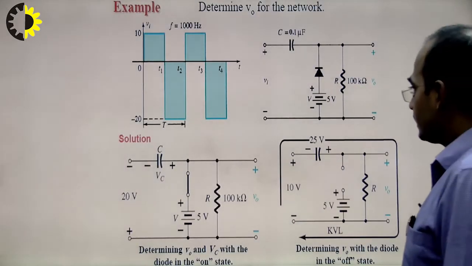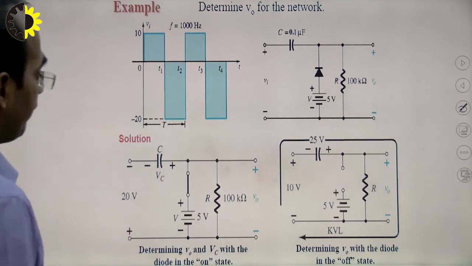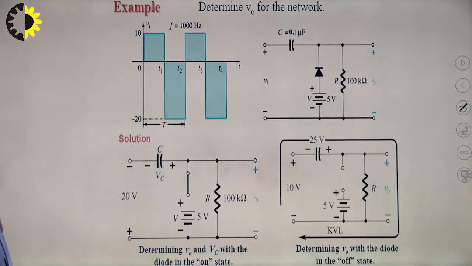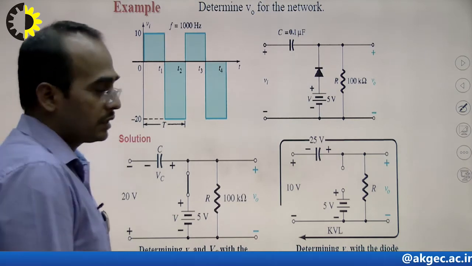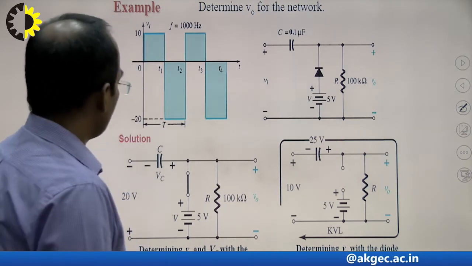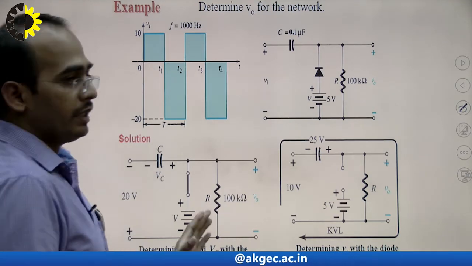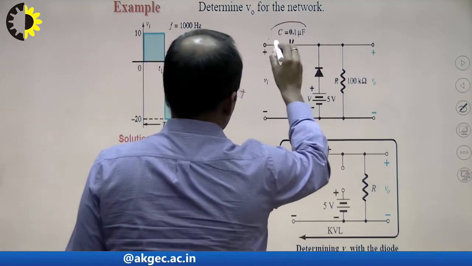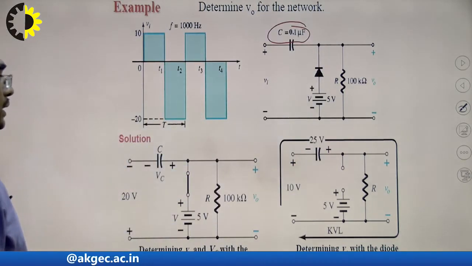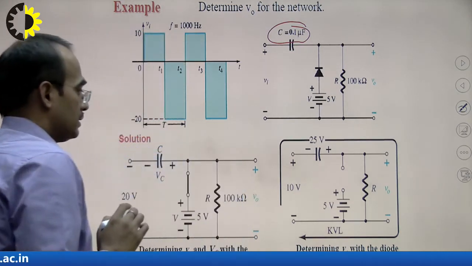Now come to another example. This is a biased clamper, and here we have taken the numerical values of the capacitor and load resistance. First of all I would like to say that there is no meaning of this capacitor value. The capacitor will charge up to the peak value of the input applied when the diode is forward biased. So there is no meaning of the value of the capacitor and the resistance, because I am not going to use these values.